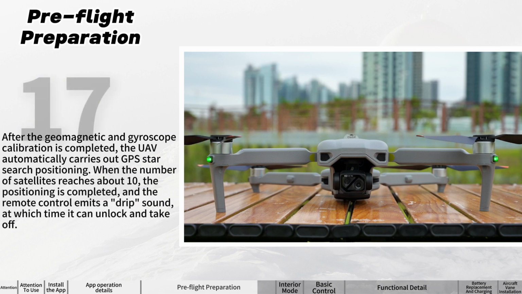After the geomagnetic and gyroscope calibration is completed, the UAV automatically carries out GPS star search positioning. When the number of satellites reaches about 10, the positioning is completed, and the remote control emits a drip sound, at which time it can unlock and take off.